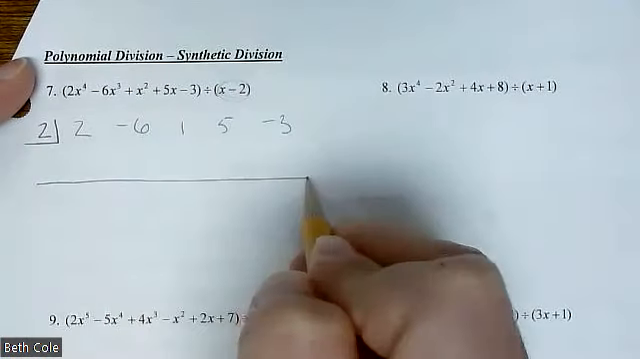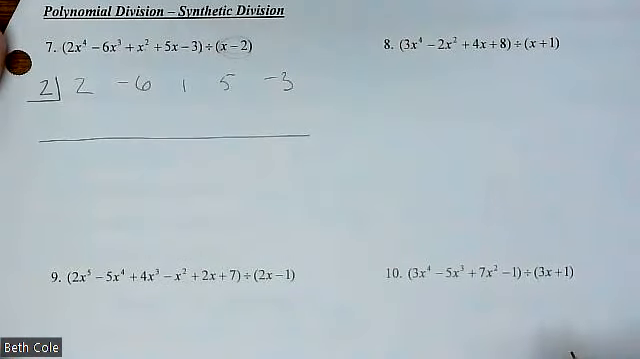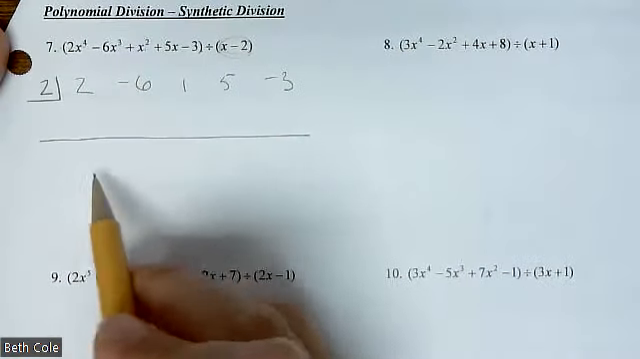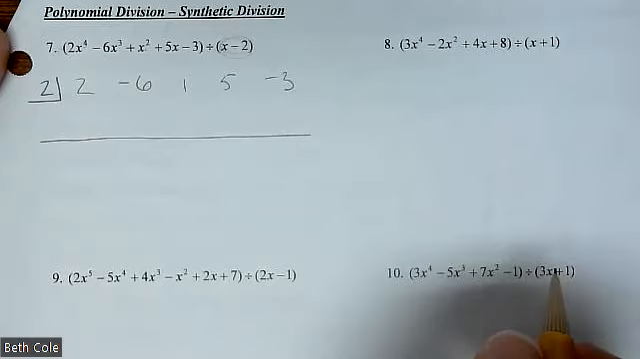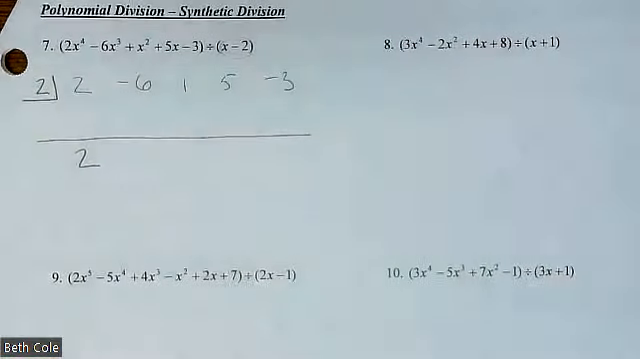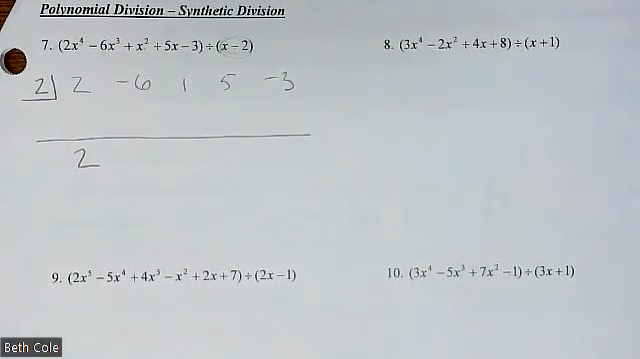I'm going to draw a line. And here's the only thing that people generally mess up about this. Because again, this usually goes really well once you start to get the hang of it. They'll start trying to do the problem and there's not even a number there. And I'm like, what are you doing? There's nothing there. You have to bring down the first number. And then it is multiply, add, multiply, add, multiply, add, multiply, add until you get to the end.